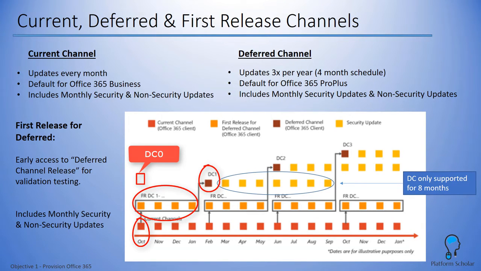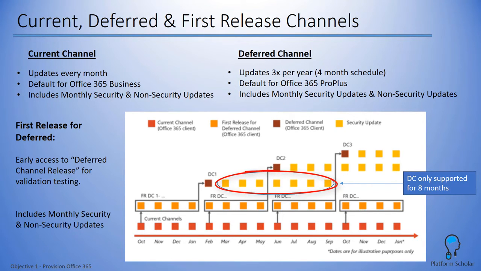So once February comes around, the DC1 is made available for regular deferred channel users. If your clients are in this channel and set up for automatic updates, they'll get this. At this point, the next DC candidate, DC2, based on February's current release channel, is made available to first release participants for testing and validation, with wide distribution scheduled in June, and so forth. The bulk of users should be in the deferred channel update program, unless you have a need for them to get monthly updates, although it's really your preference.